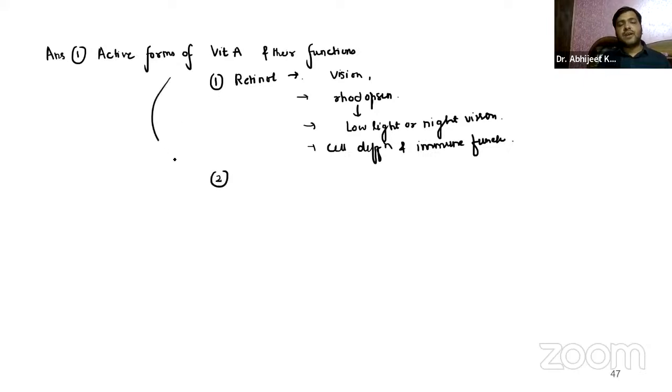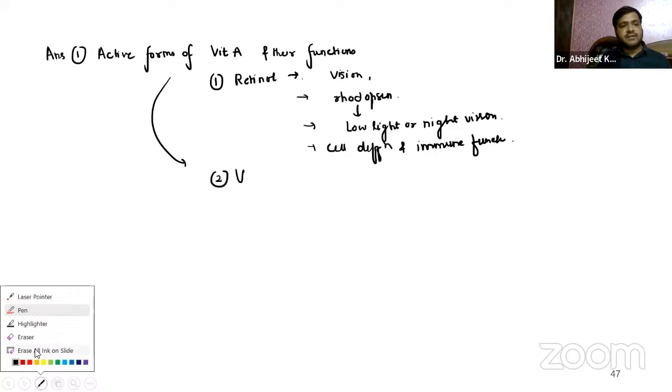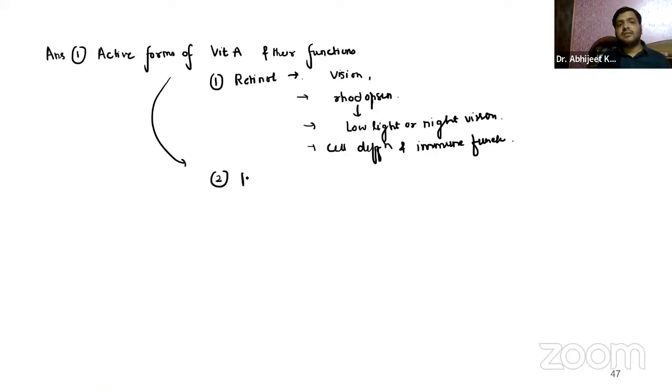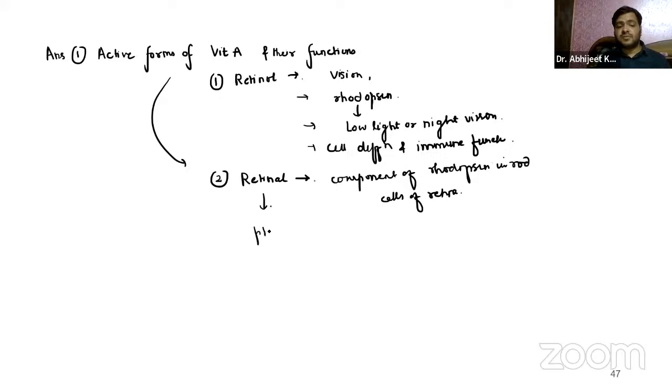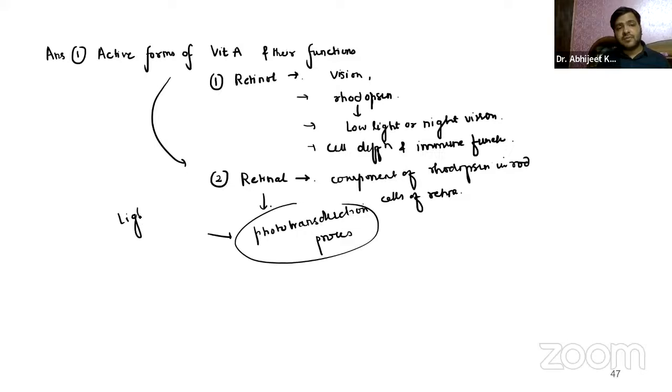Apart from that, the other active form of vitamin A that you can remember is retinal. Remember, guys, the retinal is a component of rhodopsin in the rod cells of the retina, right? Now, this retinal is responsible for a process called phototransduction. You guys already know what phototransduction is. It converts light into electrical signals in the retina, enabling vision, particularly in the dim light, right?